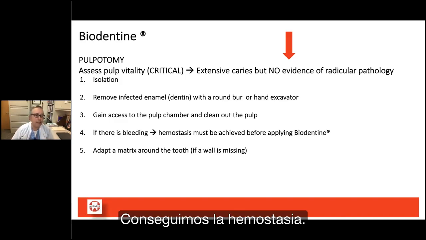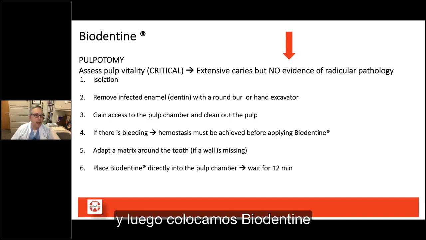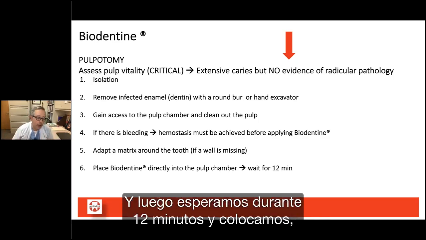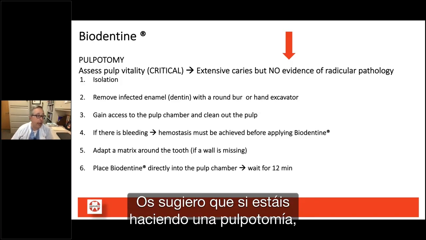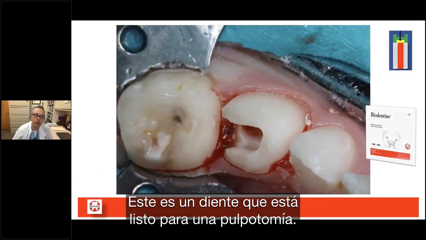We achieve hemostasis. If we have 2 walls, or we have more than one wall missing, we use a matrix around the tooth, and then we place Biodentine directly into the pulp chamber, filling up the pulp chamber almost like a bulk material. And then we wait for 12 minutes and then we place over. I highly suggest that if you are doing a pulpotomy, you place a stainless steel crown over the Biodentine. That would be the example. So this is a tooth that is ready for a pulpotomy.